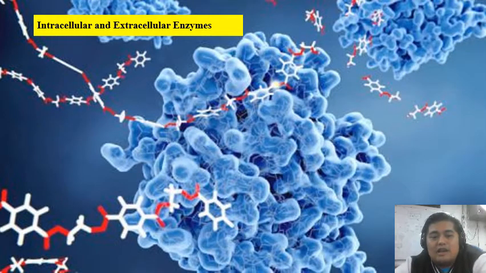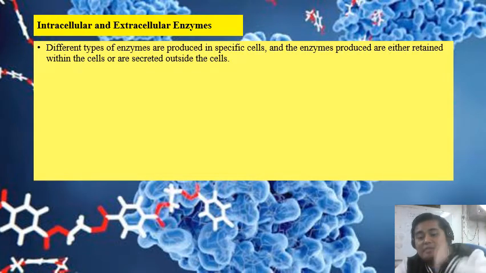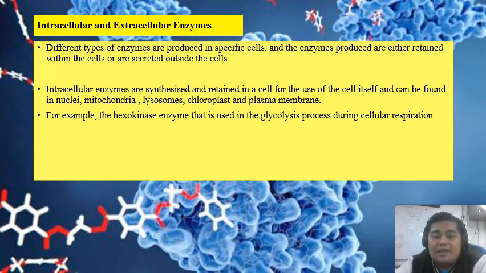So, intracellular and extracellular enzyme. So, the different type of enzyme are produced in specific cell, and the enzyme produced are either retained within the cell or secreted out of the cell. So, sama ada enzyme itu akan disimpan untuk kegunaan dalam sel sendiri ataupun dia akan dirembeskan keluar. So, intracellular enzyme are synthesized and retained in the cell, for the use of the cell itself and can be found in the nucleus, in the mitochondria, lysosome, chloroplast and also the plasma membrane. While contohnya macam hexokinase enzyme yang kita guna dalam glycolysis during cellular respiration.